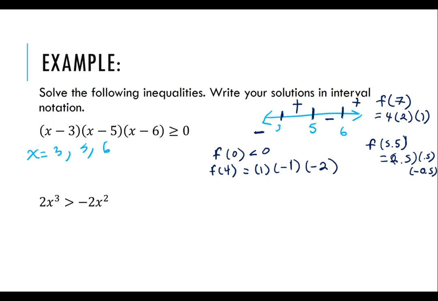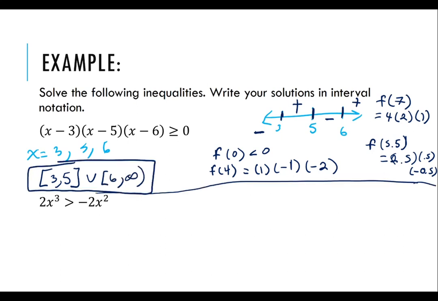Then we're looking for the intervals where the function is bigger than or equal to 0, or where they're positive. And so our solution set will be all the positive intervals, where we do include the endpoints because of the equality. So that's going to be including 3 up to 5, including 5, union, including 6, up to infinity.